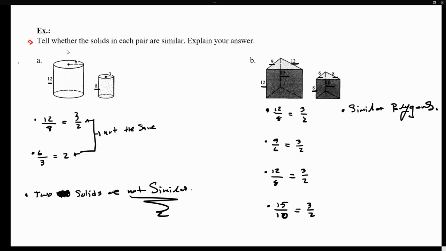So this is how we can determine if we have similar polygons. Well, first take a look at the bases. If they seem to have the same base, then you're good. Now, what you need to do after that is find the proportion among the sides of those polygons, or not polygons, but solids.